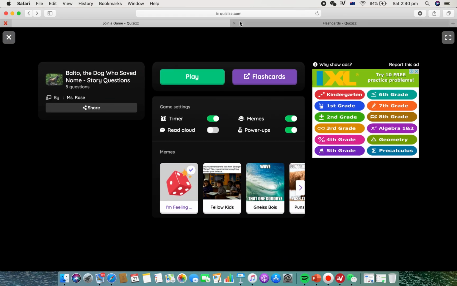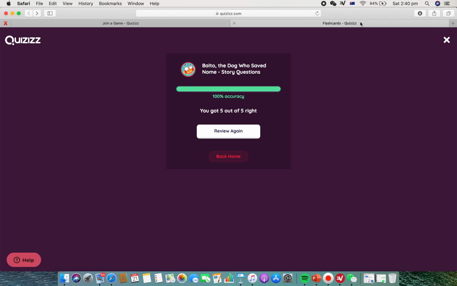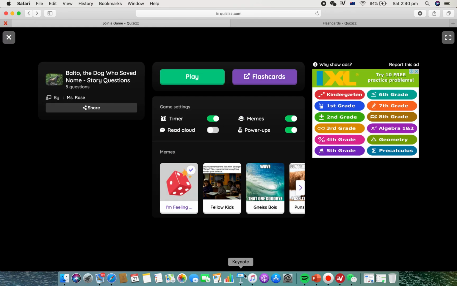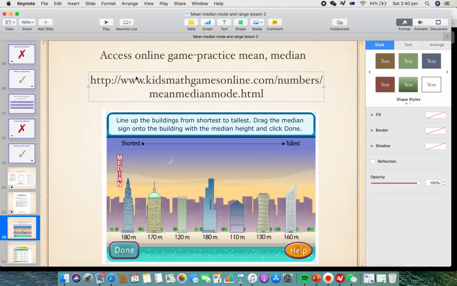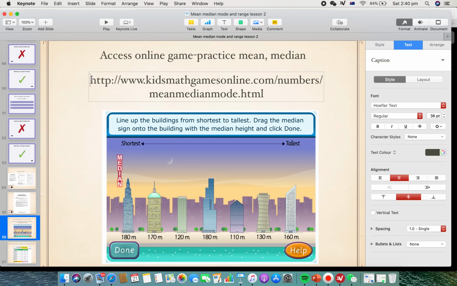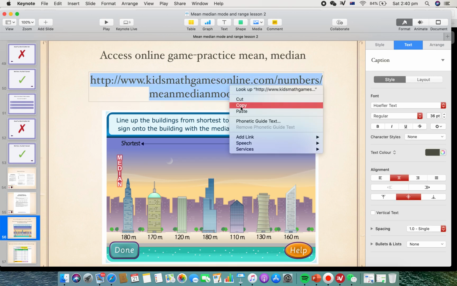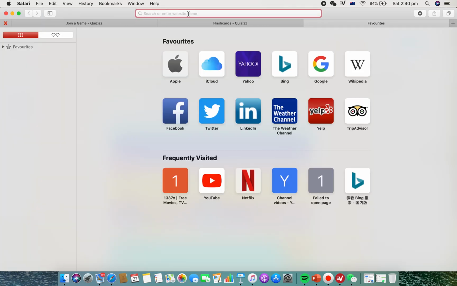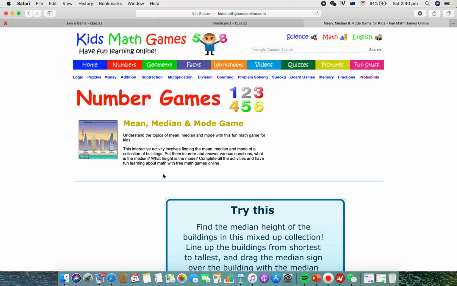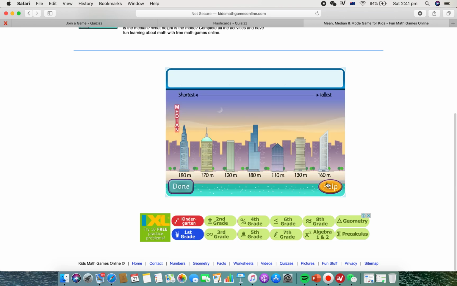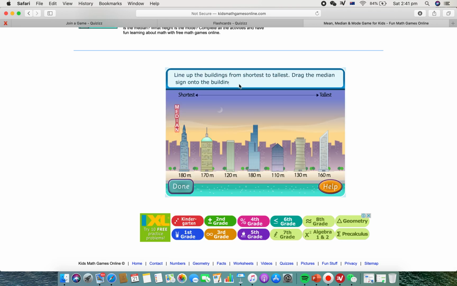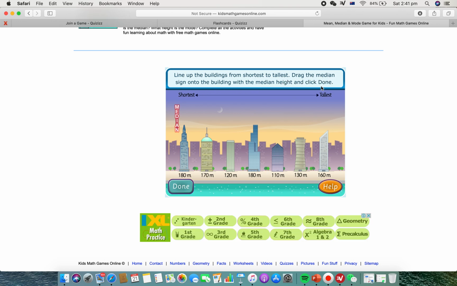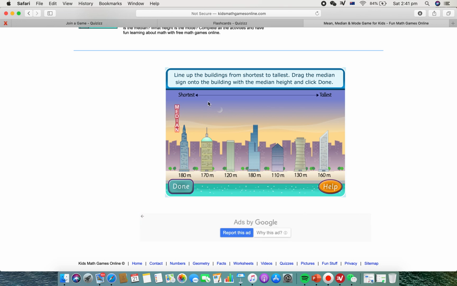So let's look at, we just need to quickly copy this. And I will open this game and we have a look at it. Okay, so this is the game. Now, line up the buildings from shortest to tallest. Drag the median sign onto the building with a median height and click done. So let's have a look.